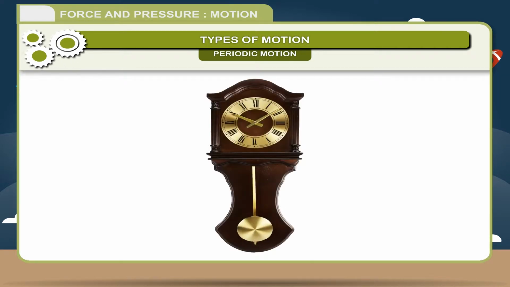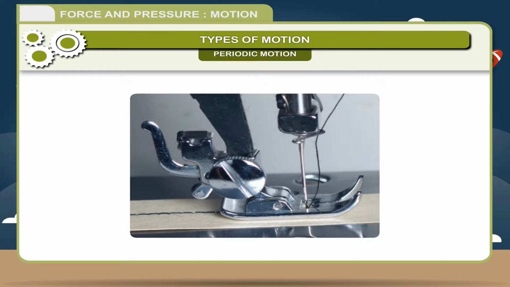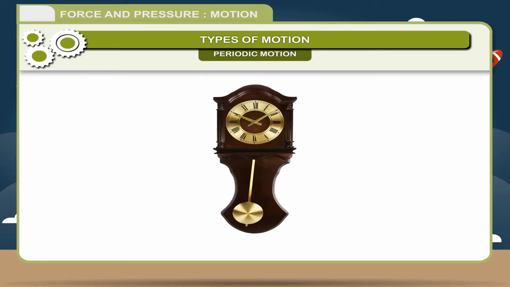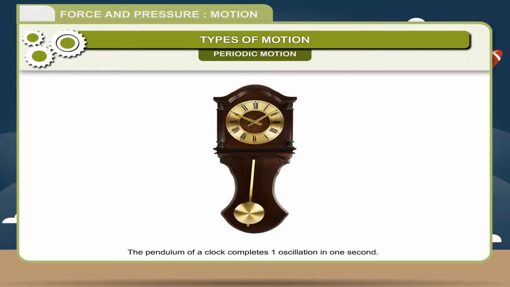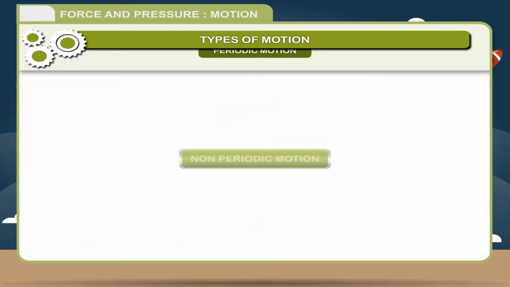Examples: swinging of the pendulum of a clock, the motion of the needle of a sewing machine. Periodic motion is used for measuring time. Example: the pendulum of a clock completes one oscillation in 1 second. When 60 oscillations take place, the time moves by 1 minute.